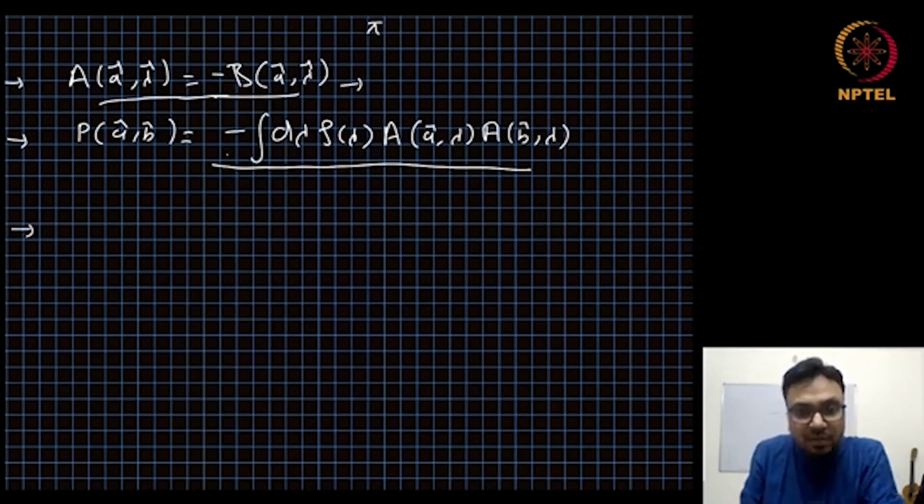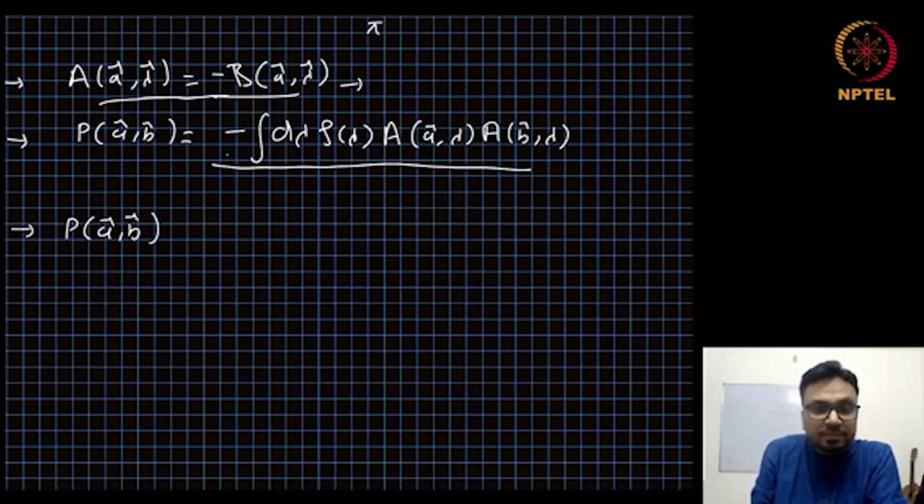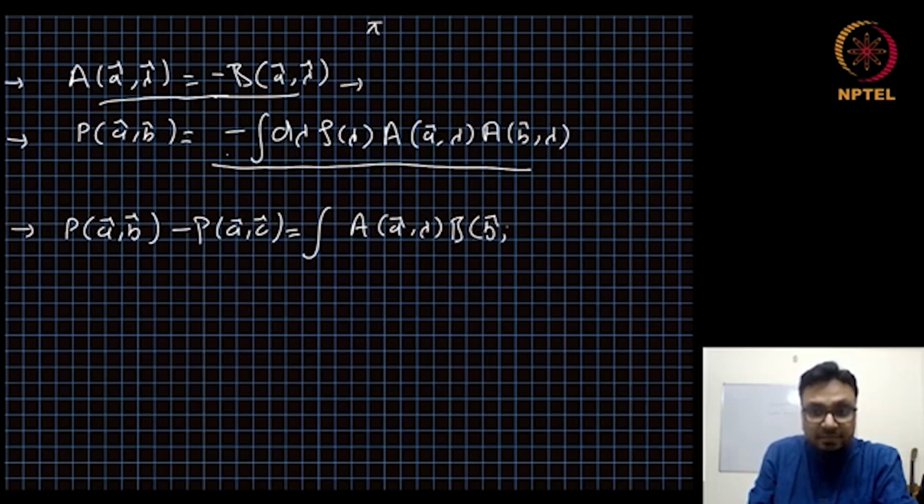Now consider the following: P of A, B minus P of A, C. So now we have three observables: A on subsystem A, and B and C on subsystem B. And we are taking the difference of the two expectation values. This can be written as an integration, where I'm absorbing d lambda rho lambda in the sign of integration. Then we have A of A lambda, B of B lambda, minus A of A lambda, B of C lambda.